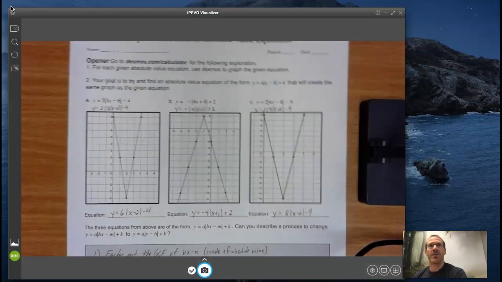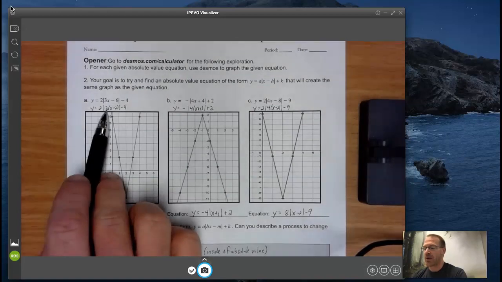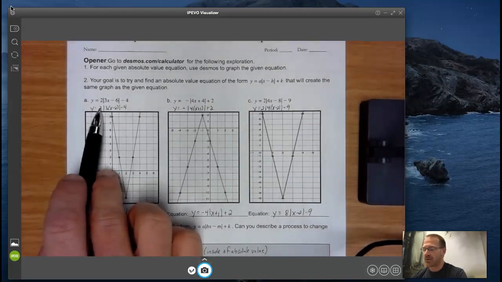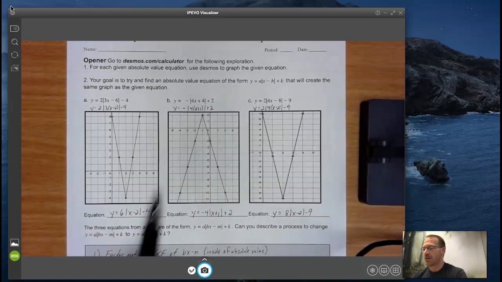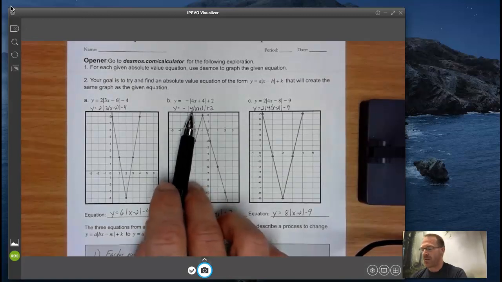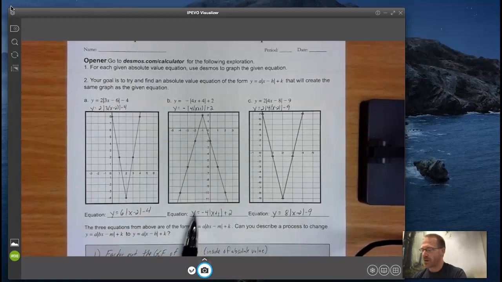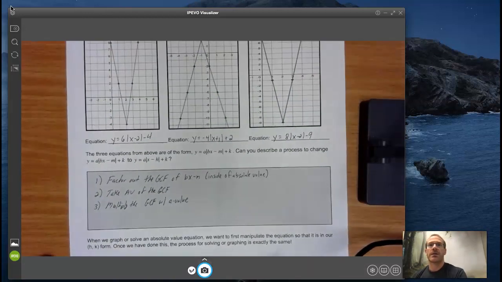So when we think about it going back up here, I'm going to factor out the 3. The absolute value of 3 is 3. 3 times 2 is 6, right? Factor out the 4. Absolute value of 4 is 4. 4 times negative 1 is negative 4, all right? So we want to do that.